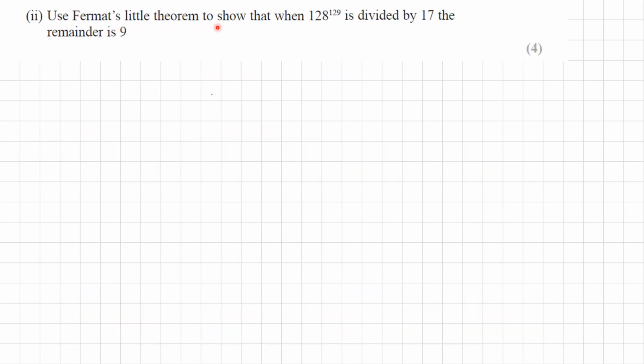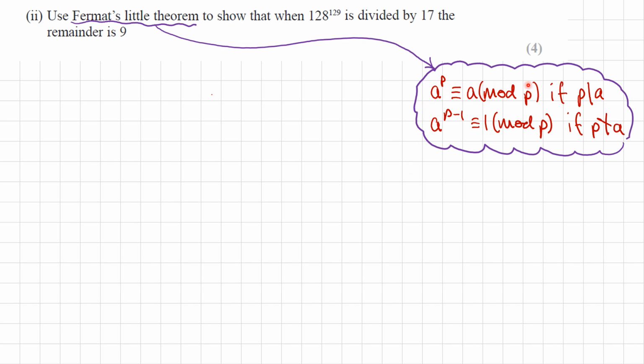Use Fermat's little theorem to show that when 128 to the power of 129 is divided by 17, the remainder is 9. So here's a reminder of Fermat's little theorem. It comes in 2 forms. We need to decide which form we're going to use. Now remember, P is the prime, and that's 17. And that means that A is equal to 128. Now, does P divide A? So does 17 divide 128? No, it doesn't. So 17 does not divide 128.